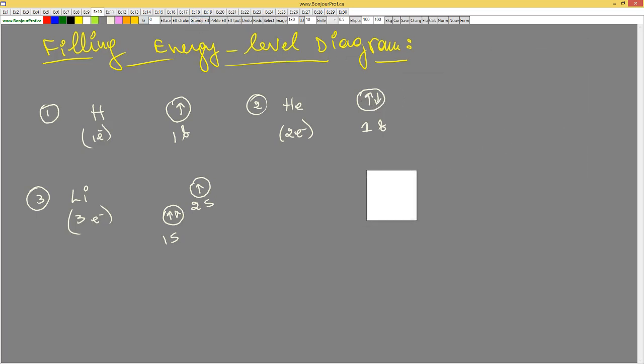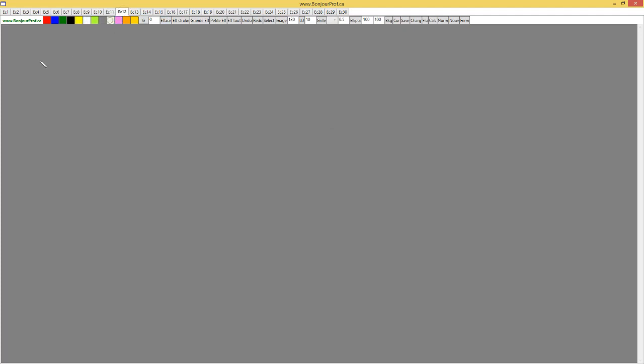So now the question, how are we going to fill the electrons? Why did I do 1s and 2s here? What rules did I follow? There is a rule, and we are going to go to the rule now. Rules for filling the electrons. Filling energy levels.